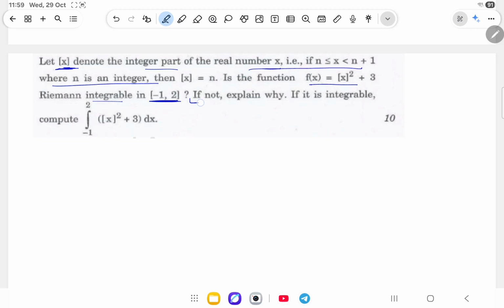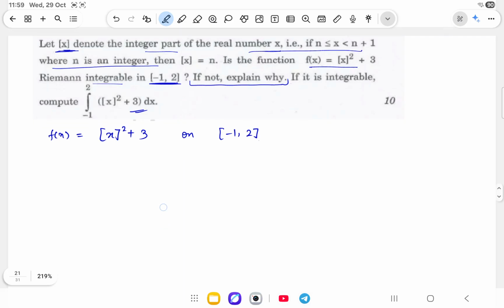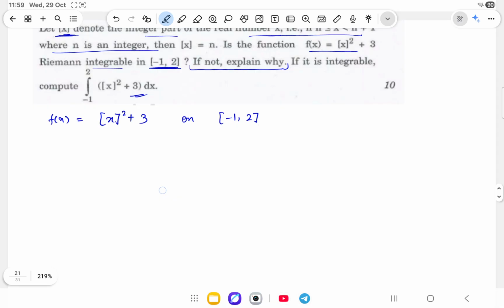And if it is not, then we are supposed to give the reason, and if it is integrable, then we are supposed to compute this. Now let us define this f of x on this interval. So f of x is basically [x] squared plus 3 on the interval minus 1 to 2. Now if you observe, the only points of discontinuity for our greatest integer function are the integer points.